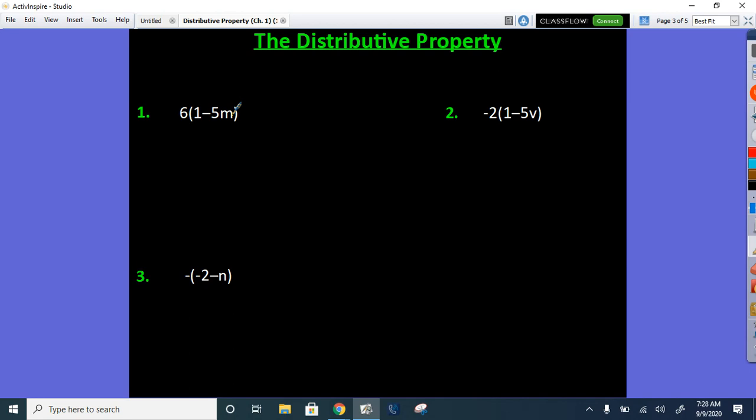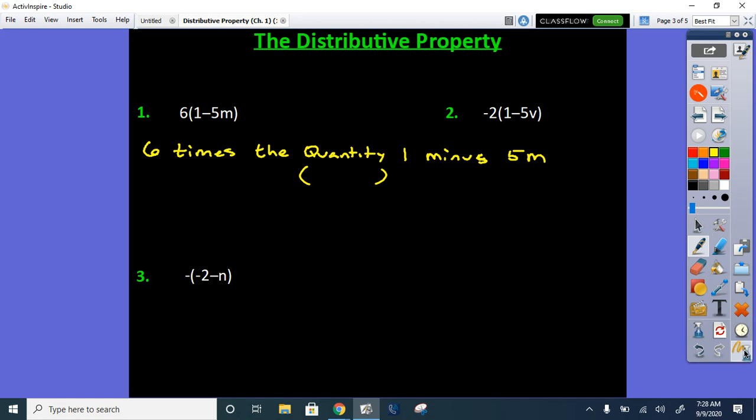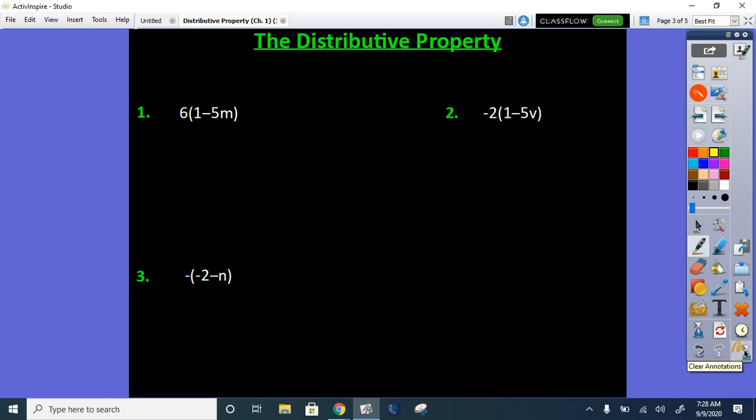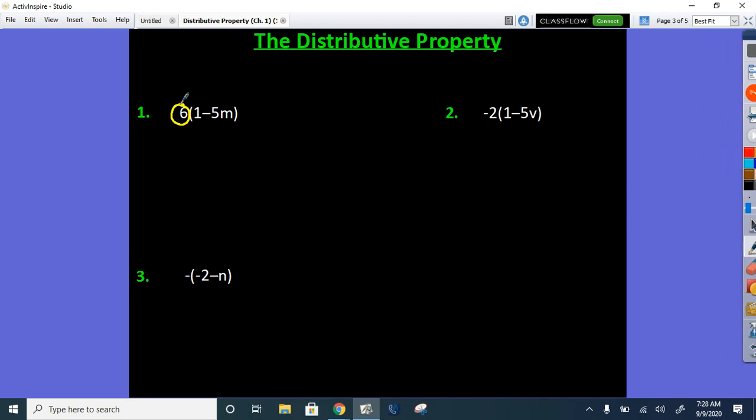Okay? So the way we actually, and a couple things here. Number one, the way we would actually say this up here would be 6 times the quantity, 1 minus 5m. When we see the word quantity, that implies parentheses or grouping symbols. Okay? Just a way to start thinking about the verbiage as we move in. So just like I did in that earlier example, I'm going to take my factor here, 6, and I'm going to multiply not only the 1, but also this 5m by 6.